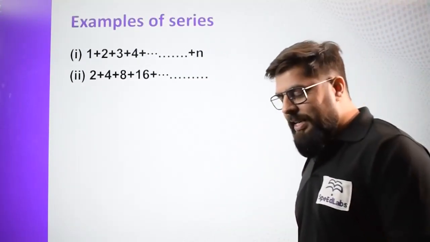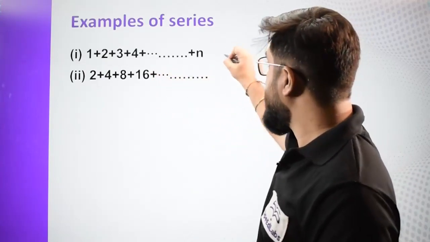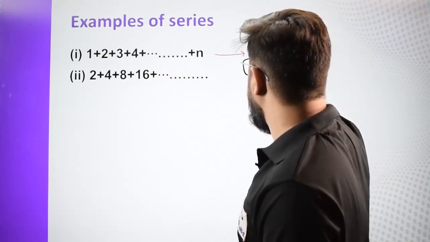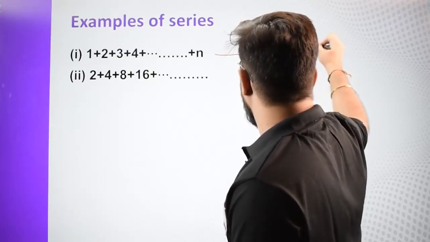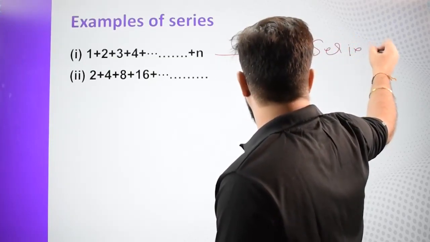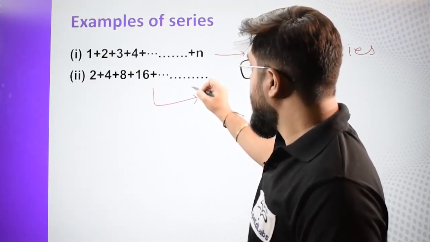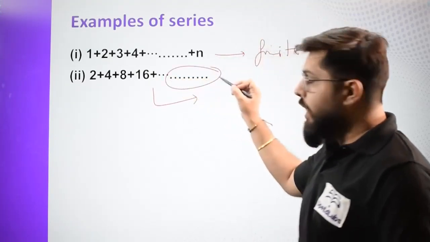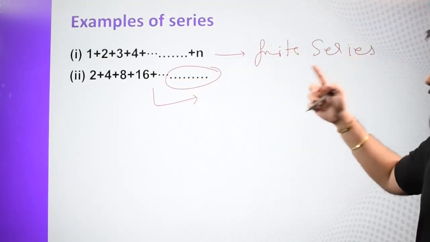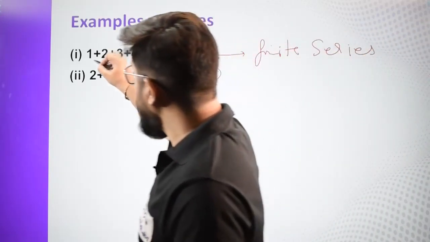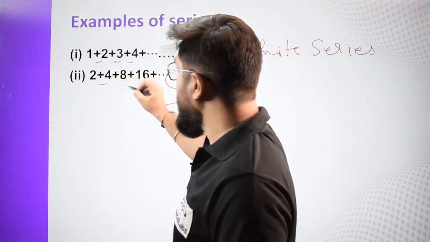Now these are some basic examples. We can see here, this one is a finite series, and this one is an infinite series, because we are not given the number at which it ends. So it is an infinite series, and we can see here the terms are being added to each other.